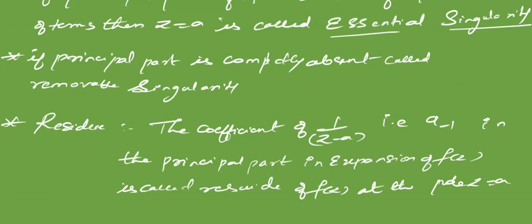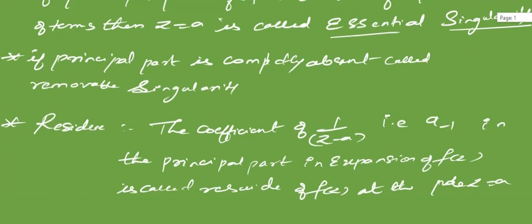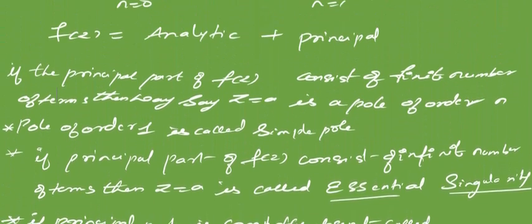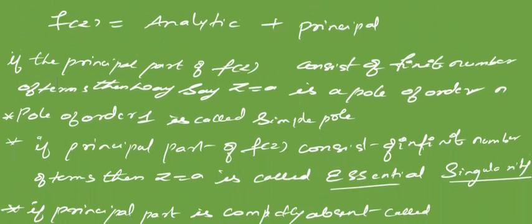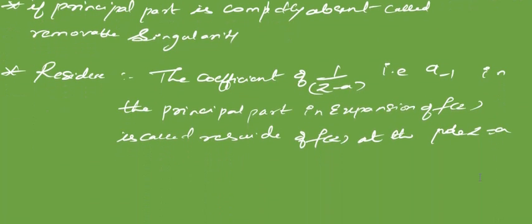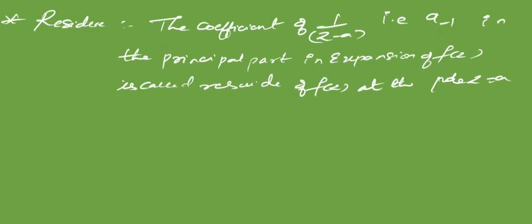Coming to the definition of residue, please go back to the same principal part of the Laurent series. The coefficient of 1 by z minus a, that is a_(-1), when n is 1, in the principal part of the expansion of f of z, is nothing but the residue of f at the point z equal to a. So let us take a small example to understand pole.